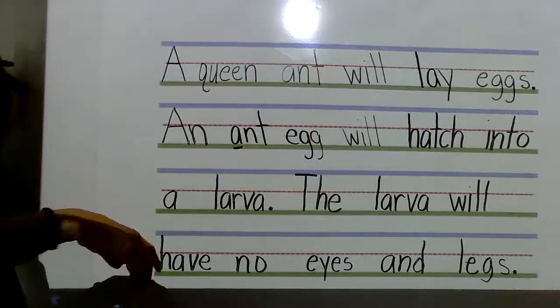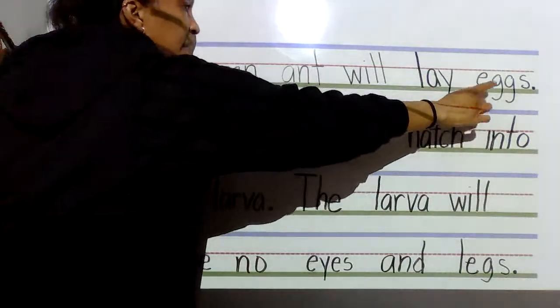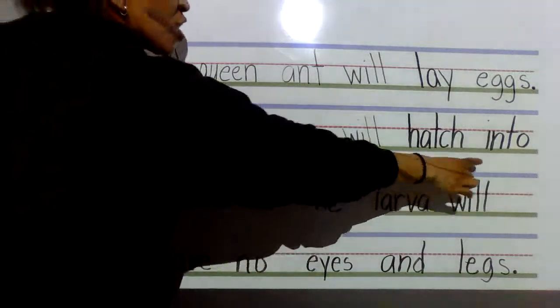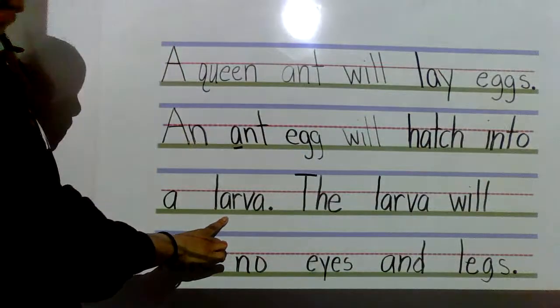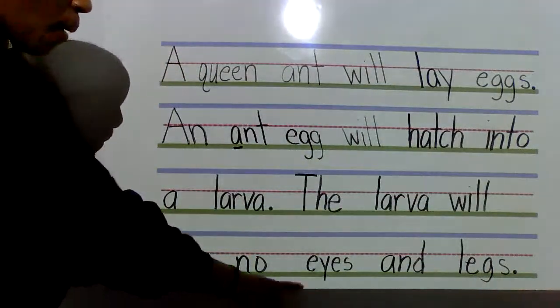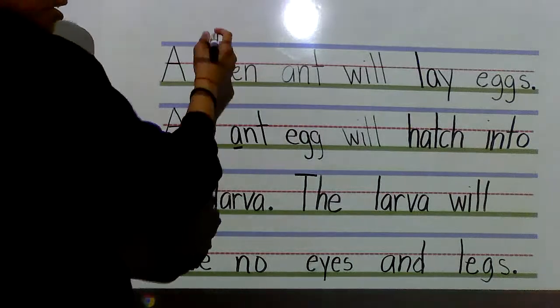Let's make sure my sentence makes sense. A queen ant will lay eggs. An ant egg will hatch into a larva. The larva will have no eyes and legs. How cool is that? And of course, we need a picture.